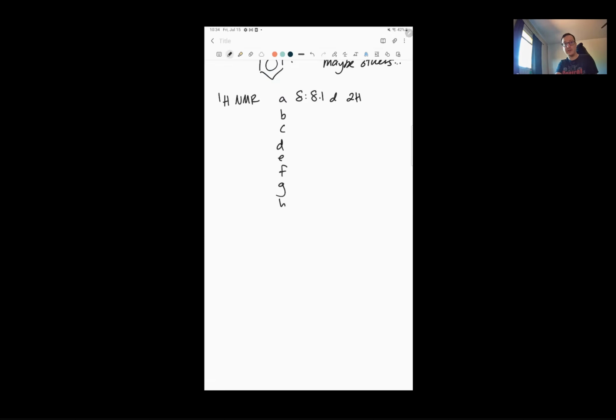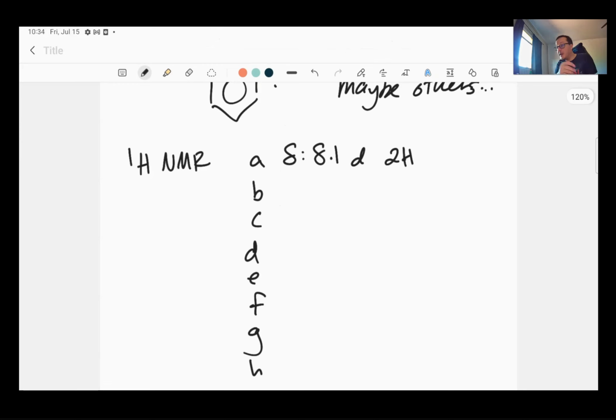B looks like around 7.3. Somewhere between 7.3 and 7.5, it's a quartet. I would say it's a quartet. Now, interestingly, I would say that's not a quartet. Why would it not be?